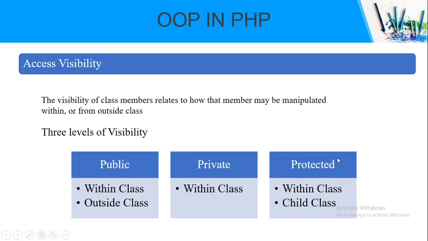And the last one is protected. Protected visibility in PHP classes is only useful in case of inheritance and interfaces. A protected method or variable can be accessible either within the class or the child class.